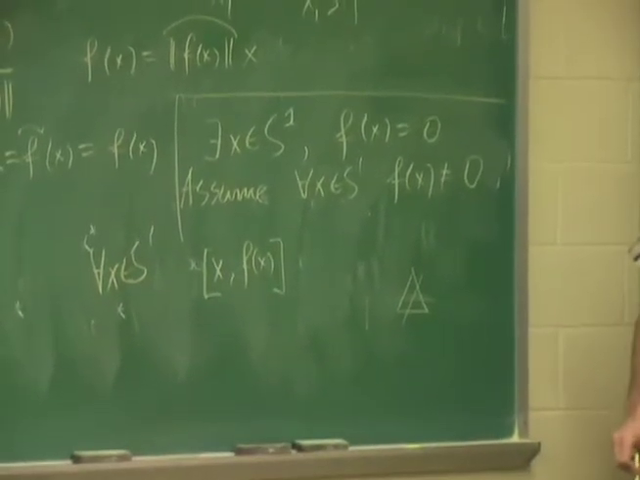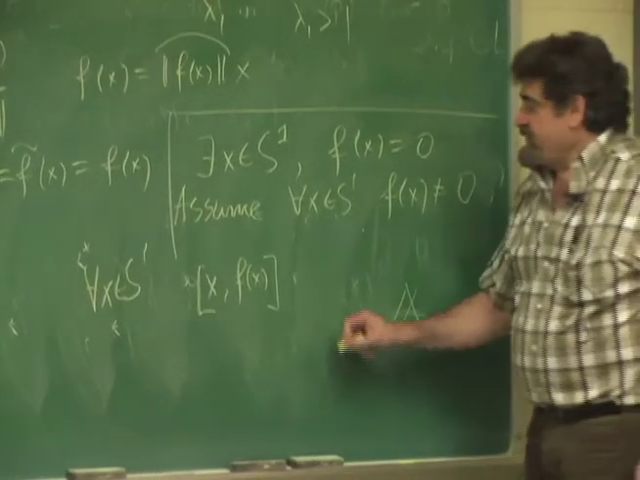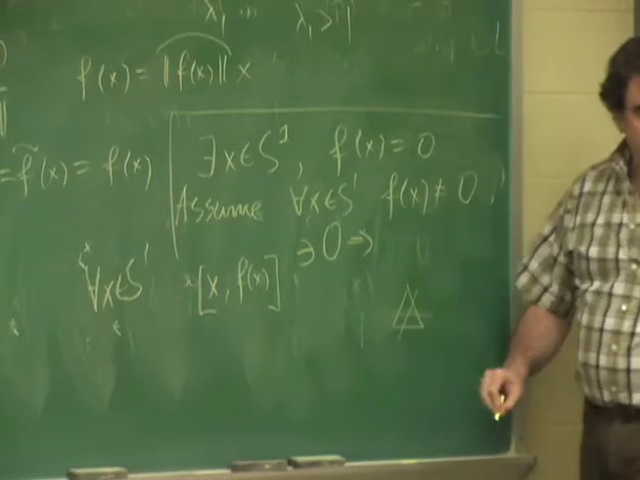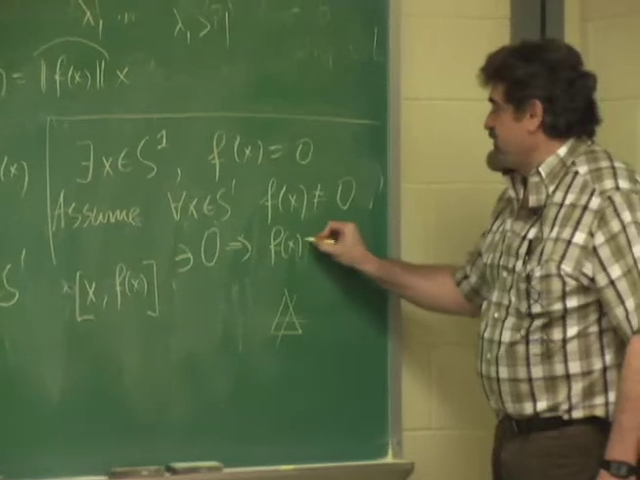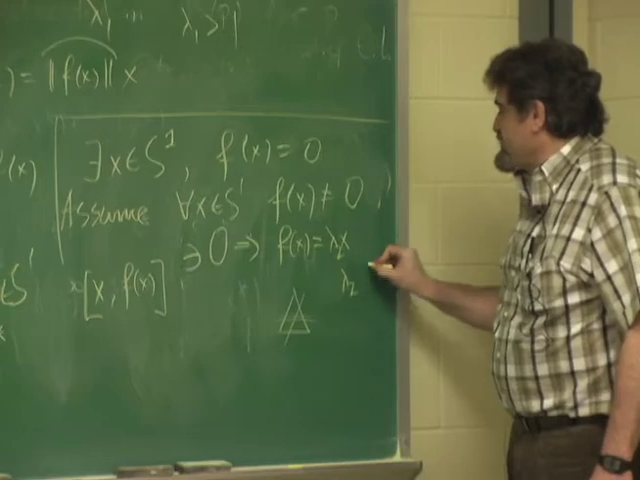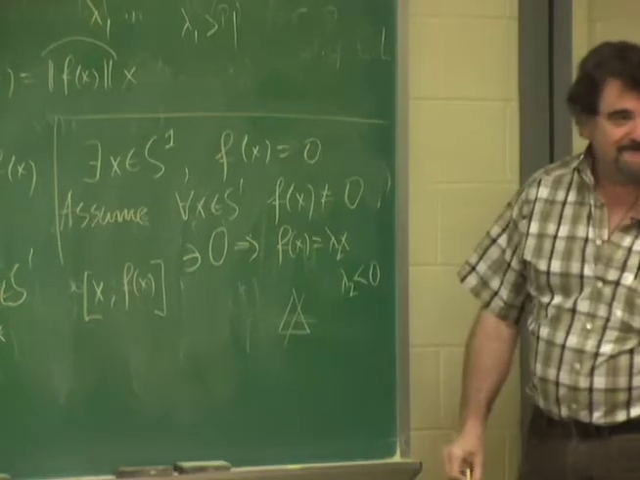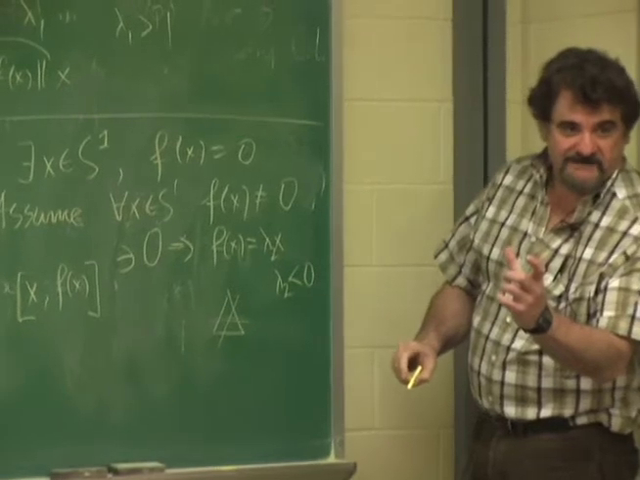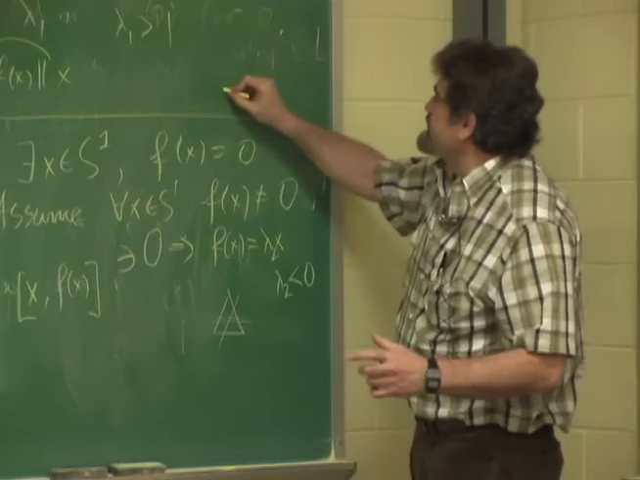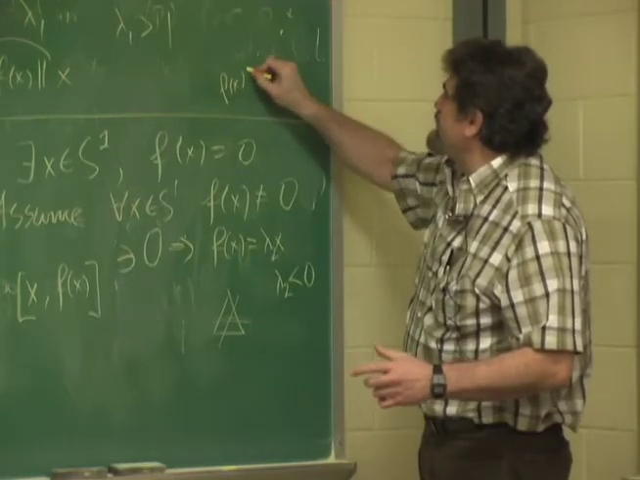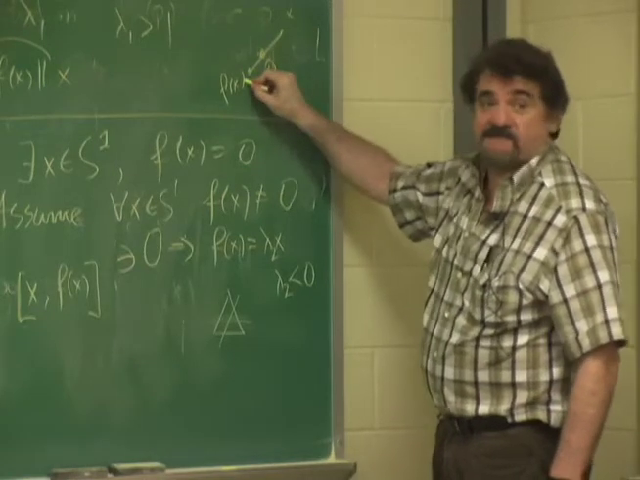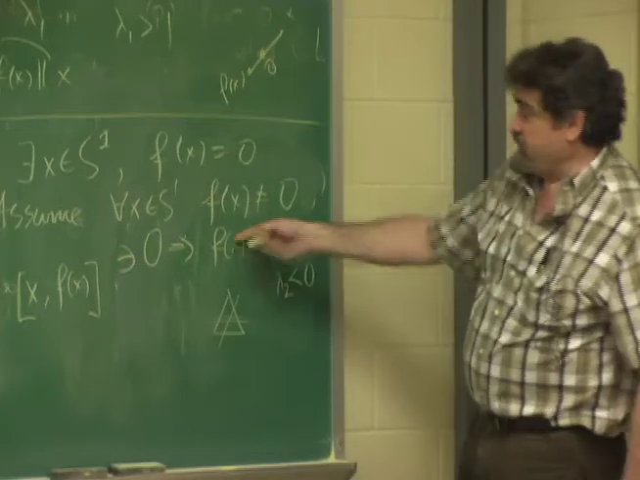Connect x and f of x. If it includes 0, then f of x is lambda x, where lambda 2 is negative. If this is x and this is f of x, and 0 is somewhere here, then definitely f of x is x times a negative number. And I've got what I want.